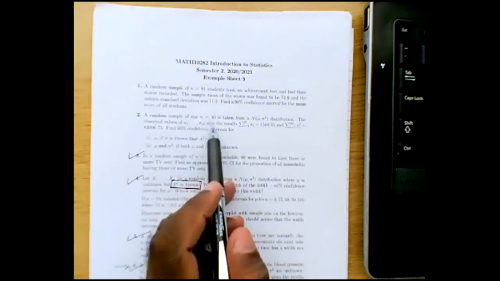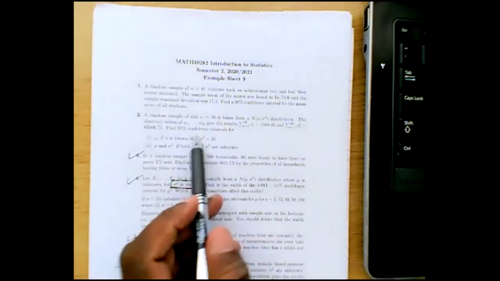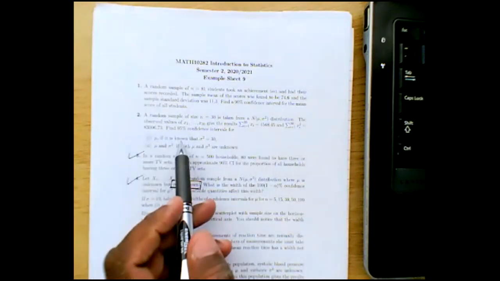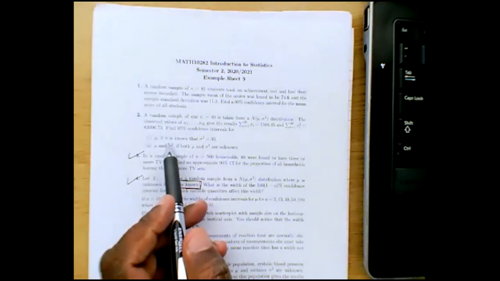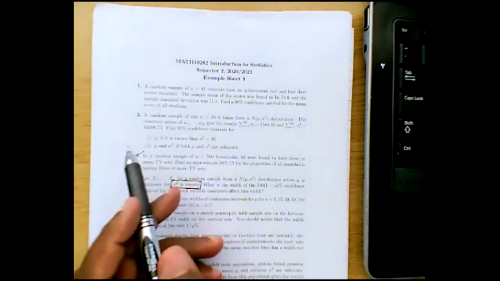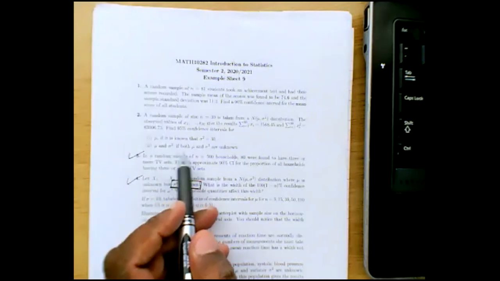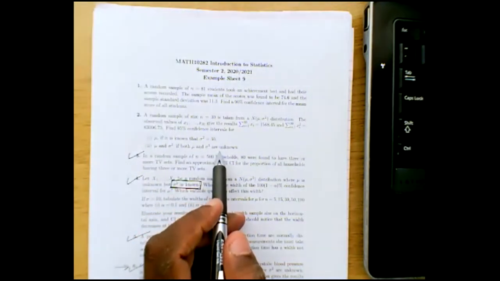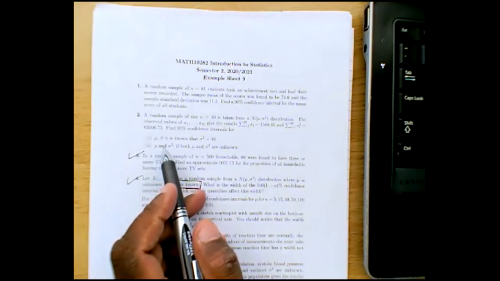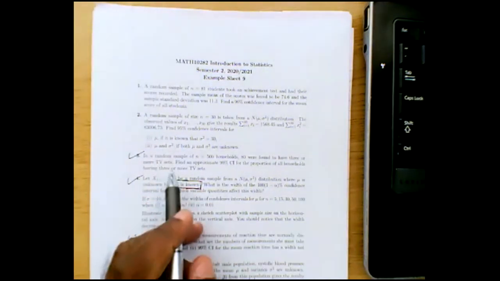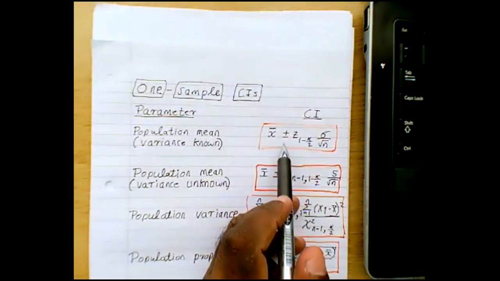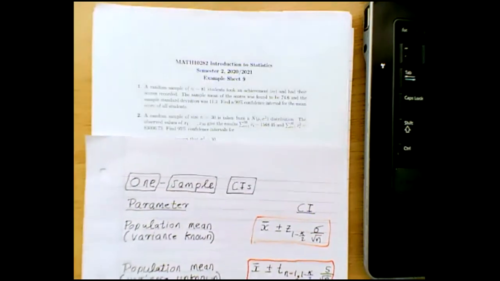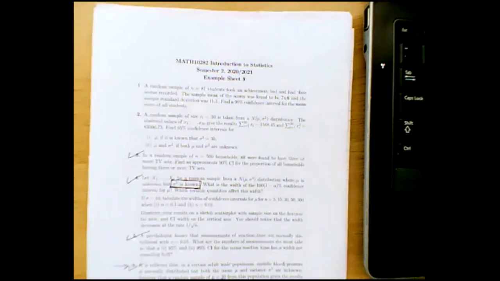Question 2: you have a random sample of size 30 from a normal distribution, and you are given this and this. The question is to find a 95% confidence interval for mu when sigma squared is 30, and for mu and sigma squared when both are unknown. To do the first part of the question, you need to use this formula here, because we are assuming that the sigma squared is known, to be equal to 30. So let me do that.